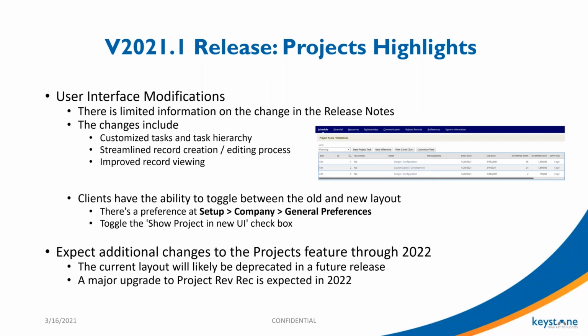We do think that come 2021.2, this will be the default, and you won't have the opportunity to turn it off anymore. So we would encourage you to take a look at it and understand it, and use it on a go-forward basis. The only other comment I'll make is, safe harbor statement, we anticipate that NetSuite is going to be making a number of changes to the projects module, and this is probably the first of several. So we'll expect more in 2021.2 and through all of 2022.